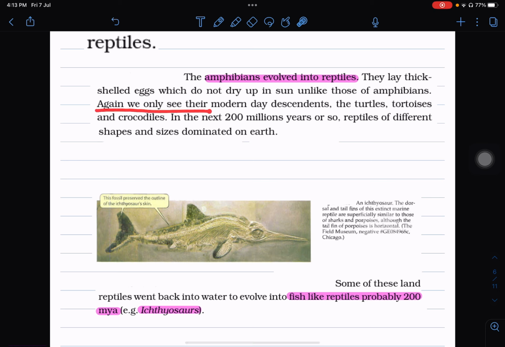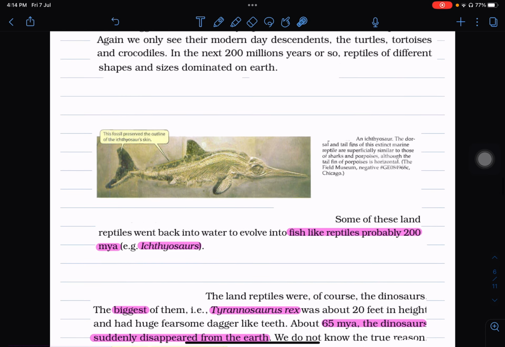Again, we only see their modern day descendants, the turtle, tortoise, and crocodiles. In the next 200 million years or so, reptiles of different shapes and sizes dominated the earth. So they originated, then they dominated.